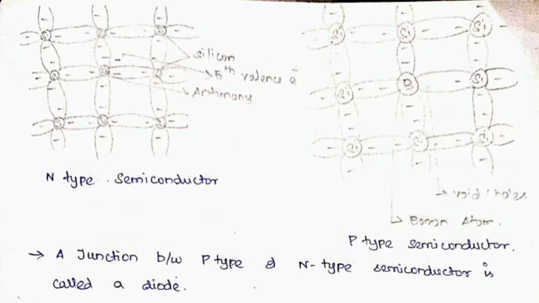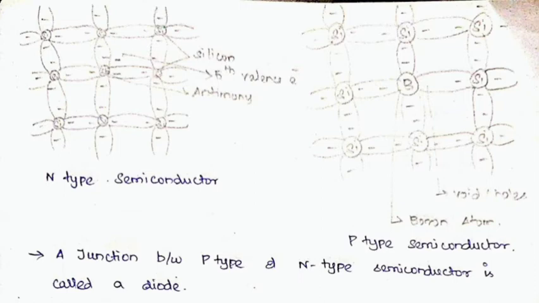From the diagram, you can see the difference between the n-type semiconductor and the p-type semiconductor. In the n-type semiconductor, the 5th valence electron is left free. That is, the free charge carriers are electrons. In the p-type semiconductor, one void space is left free. So the void space defines the holes, which are positively charged.